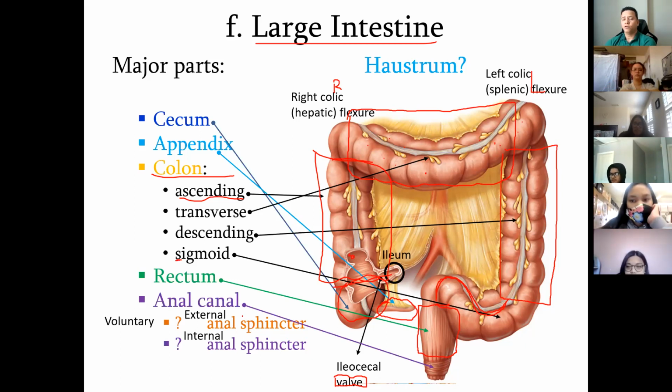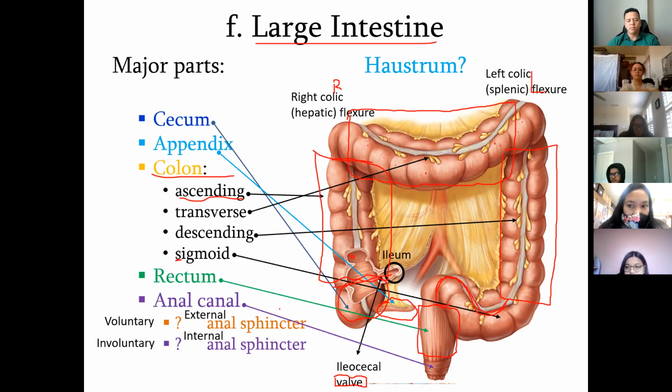You know, when we are potty trained and we learn how to hold on before we go to the bathroom, that is because we were trained that we know how to control the external anal sphincter. Now, the internal anal sphincter is involuntary.